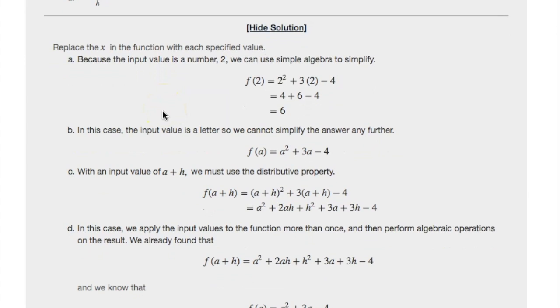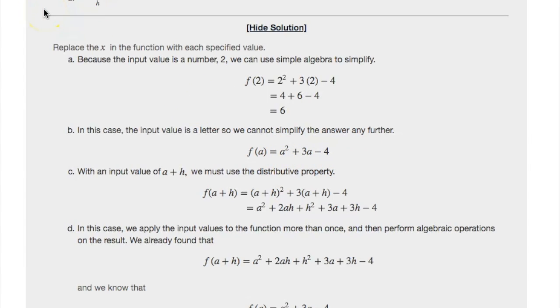For part B, it is telling us to input a into our function. Just as before, all this means is that wherever we see an x in our function, we replace it with an a. So all this will look like is a squared plus 3a minus 4.